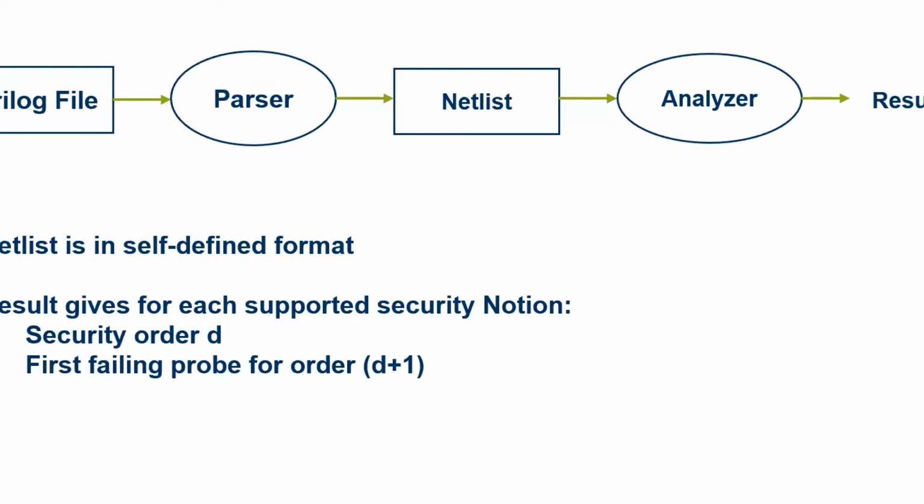And the result in our case consists of the security order of the design corresponding to the security notions, but also the first failing probe for the order it does not fulfill. And this is kind of handy. If you want to gain higher order resistance, and the tool says, okay, at this point, with this probe, the check fails, then you can, at this point, introduce, for example, a register, or you can introduce randomness. This information is kind of handy.